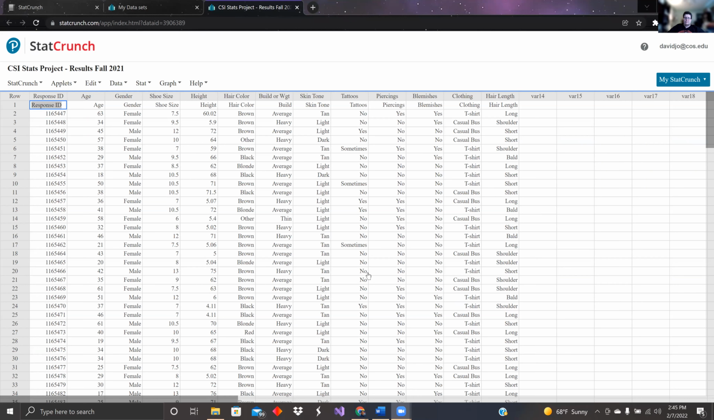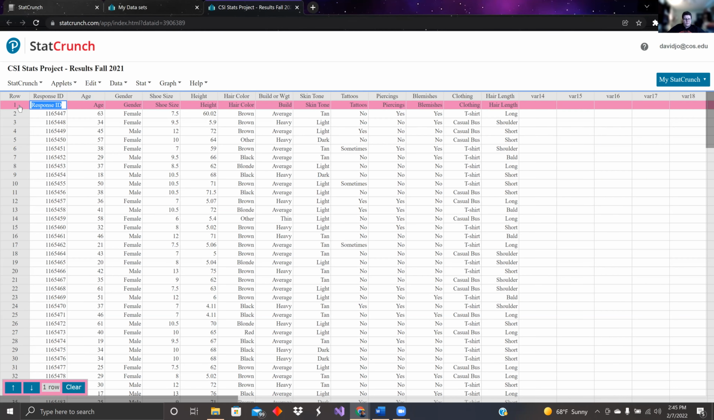So I got my screen up. Move that out of the way a little bit. I'm going to delete this top row.